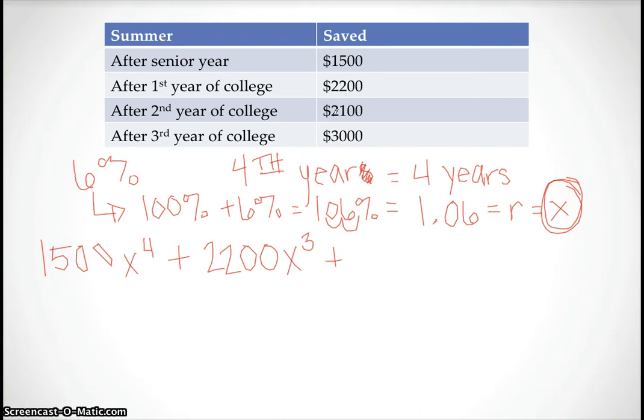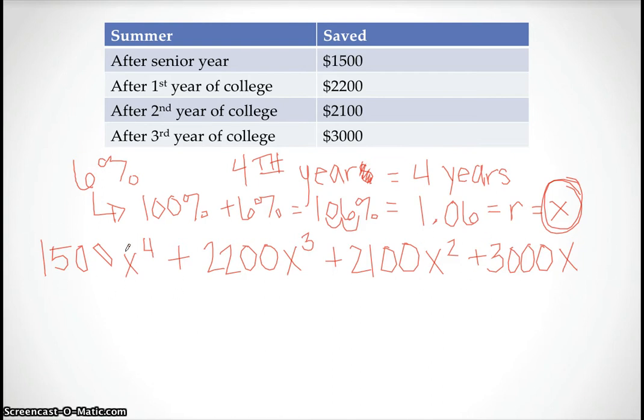And then finally we add to it the 2,100 that's been sitting in there for only now 2 years. So that would have an exponent of 2, plus that 3,000 she earned after her 3rd year in college, which has been sitting in there for 1 year, which you could say X to the first, but we really don't need that first power there. So this guy will actually help us solve for how much money she actually had.